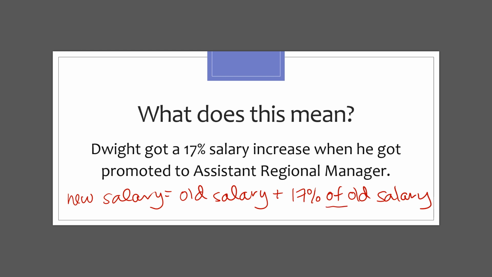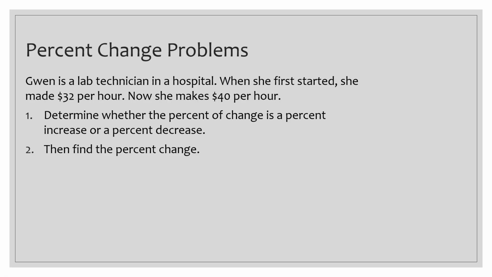Right? And "of" is that magical word for times. It's that hidden code word, right? So we have the new salary is the old salary plus 17% of the old salary. Now that we know what that means, let's talk more about how we do percent change problems. I think the key part whenever we have difficult story problems is just trying to figure out what they mean.